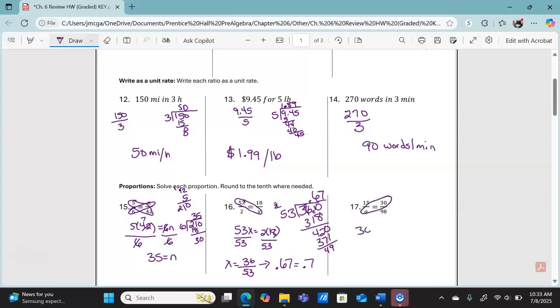On this one, I have 30a equals 15 times 98. And again, I'm seeing 30 and 15. 15 times 2 is 30, so I can reduce that. So I end up with A equals 98 over 2. 98 divided by 2 is 49. And there's the division for that. So A is 49.